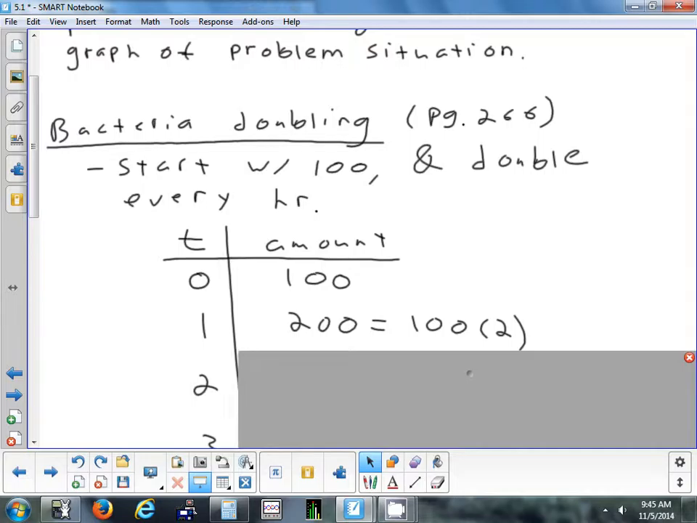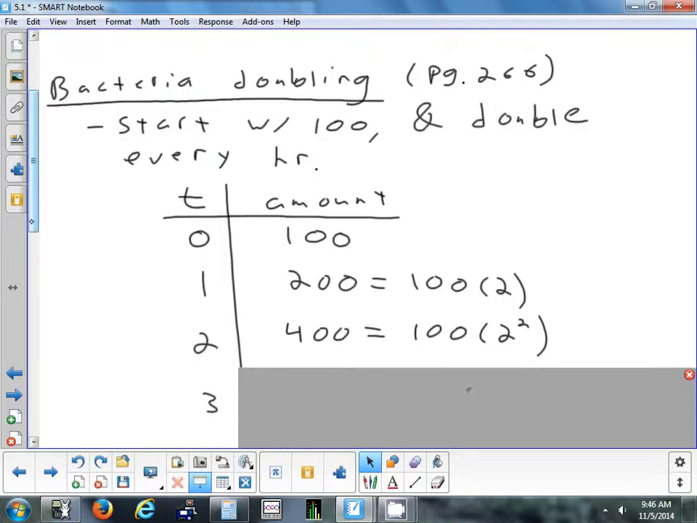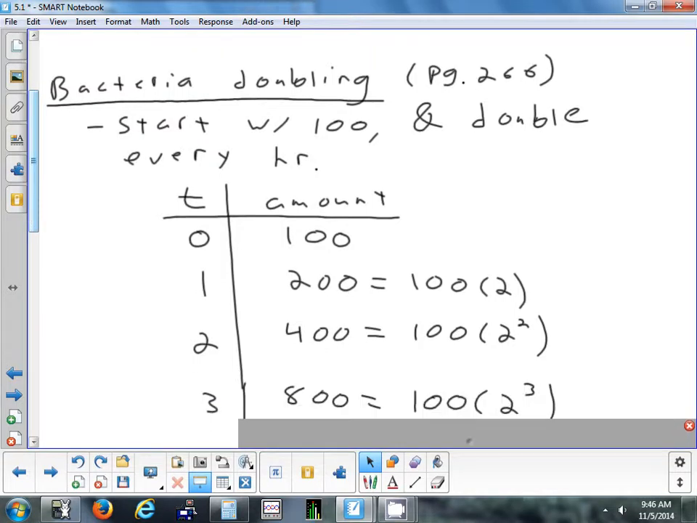How much bacteria would you have after 2 hours? Orlando? 400. And again, I want you to think of it as how much you started with times 2 to the second power. After the third hour, you'd have 800. Think of that as how much you started with times 2, because it's doubling, to the third power. So that exponent is basically how many hours have gone by.